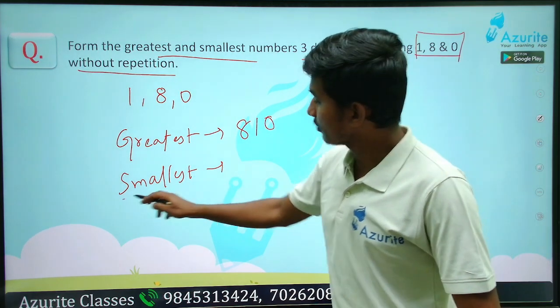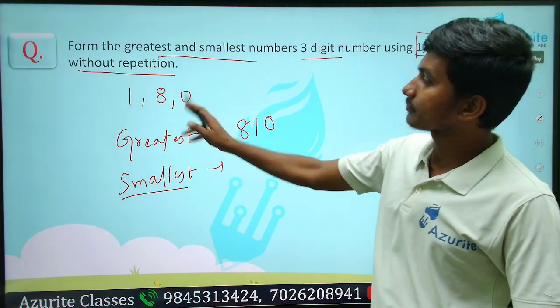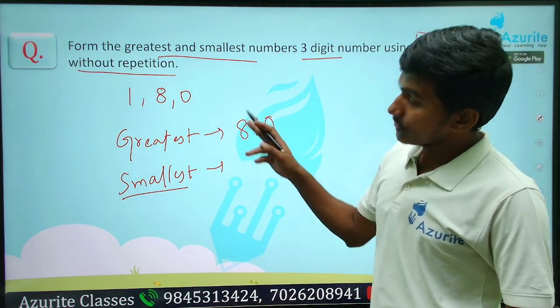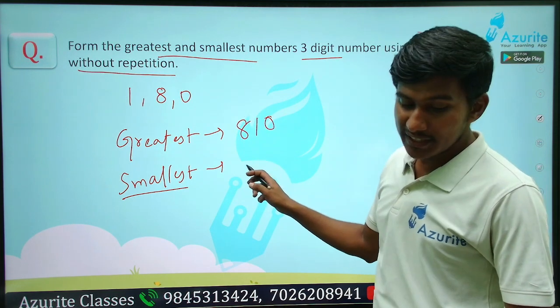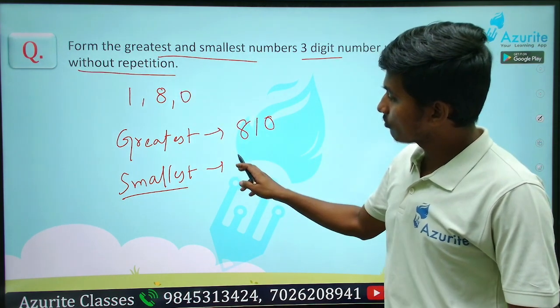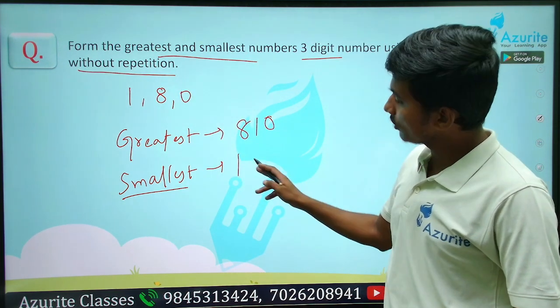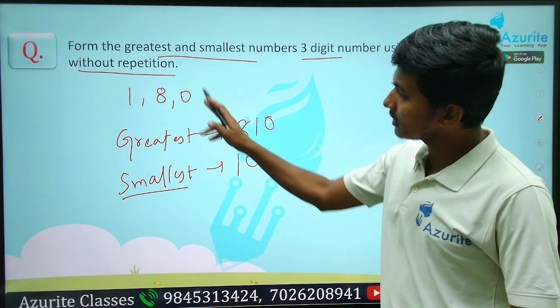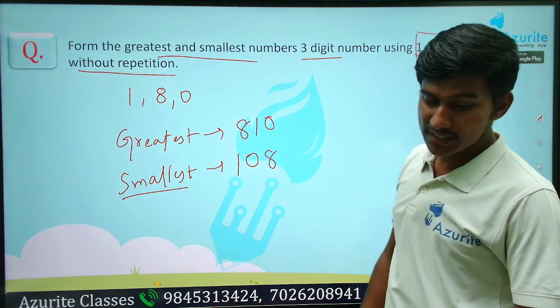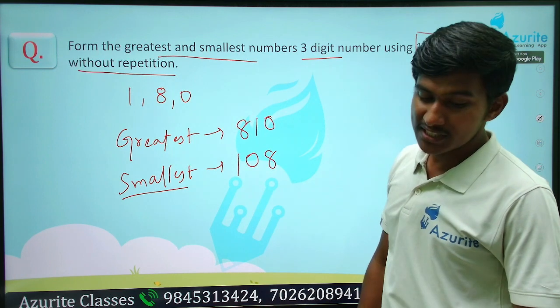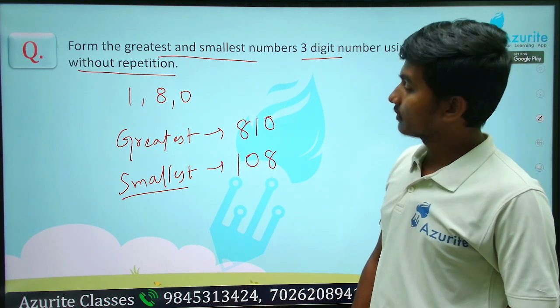Next, the smallest number. Which is the smallest here? 101. Yes, 0 we cannot write at the starting. After that, which is there? 1. So after that what do we have to do? We have to write 0, and then which is remaining? 8. Yes. So what will be the answer? The smallest number is 108.